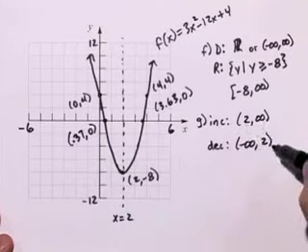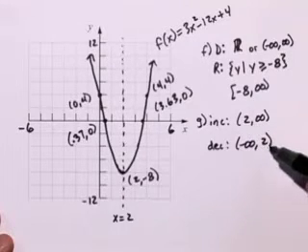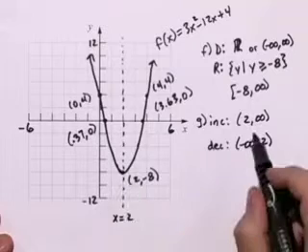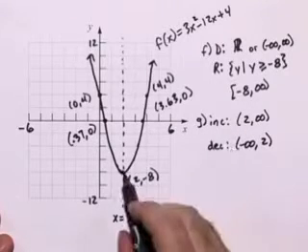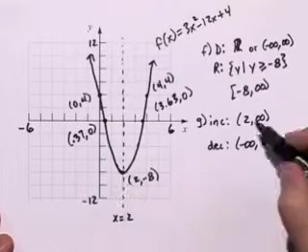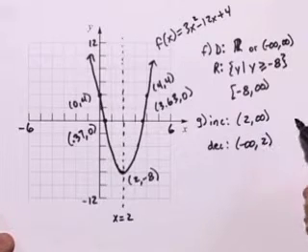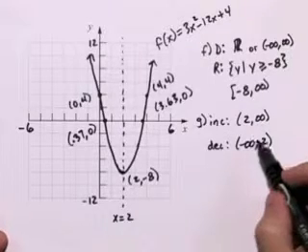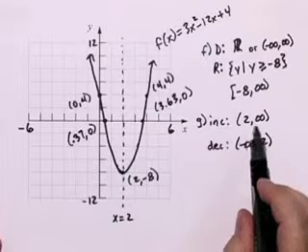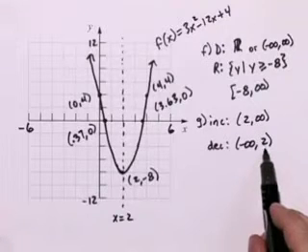And notice that we're using parentheses on 2 in both of these intervals. When we do intervals for increasing or decreasing, we do not include the point where it changes because it can't be increasing and decreasing at the same time. So we use open intervals for these. So the graph is increasing on (2, ∞) and decreasing on (-∞, 2).